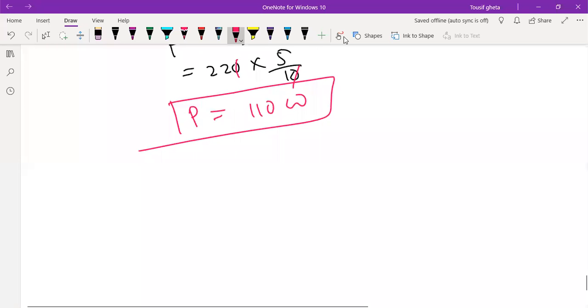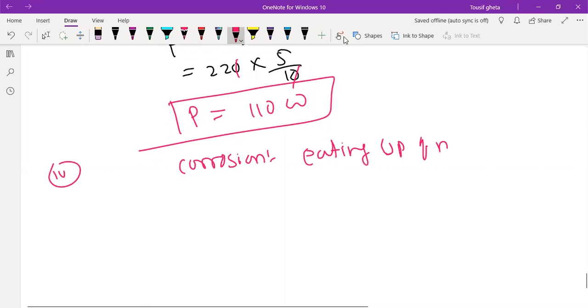Next question is, what is corrosion? Define corrosion. You know, corrosion means eating up of metal. Eating up of metals. Why will the metal be eaten? Because of air, moisture, acid. So eating up of metal because of these three factors.